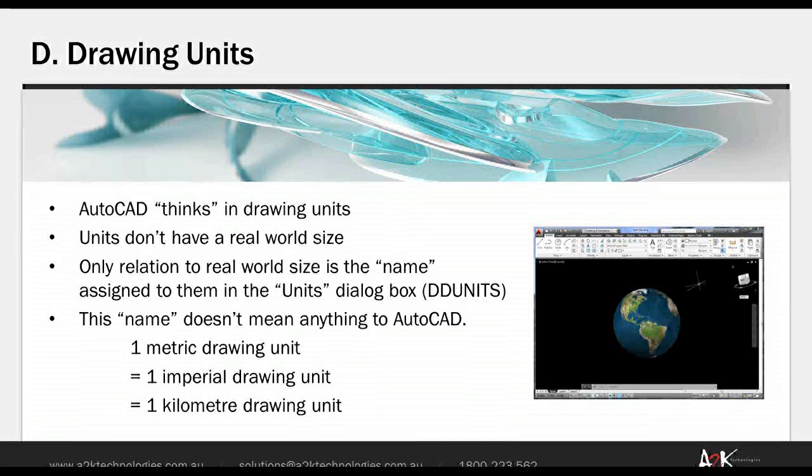And basically this name doesn't mean anything in AutoCAD, so as far as it's concerned, 1 metric unit or 1 imperial drawing unit could equal 1 kilometer and stuff like that. A unit is a unit. It only means something when we assign a value to it. So if we decide to create a drawing and we're going to draw in meters, we then use 1 unit equal to 1 meter. If we're drawing in millimeters, again, because we've assigned that value to it, that's what it's going to be.